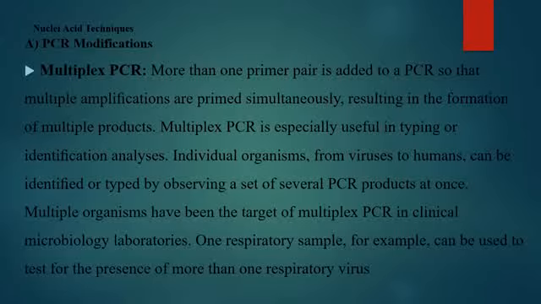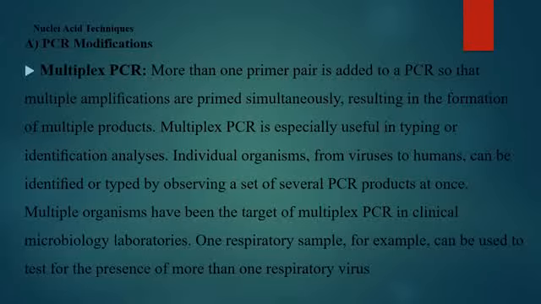Now the first modification we look at is the multiplex PCR. More than one primer pair is added to a PCR so that multiple amplifications are primed simultaneously. You are doing the PCR, but you're not concerned about just one particular chain reaction. You have a complex, so you have more than one primer in there, resulting in the formation of multiple products. So your output will not contain only one particular portion of the gene replicated, but a series of them.